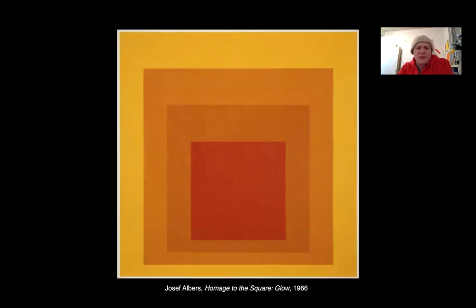Albers is known, well, I guess equally as much as a color theorist. I think I mentioned him when we talked about color. Yeah, the slide where we looked at how different colors can be made to look the same and the same color can be made to look different.